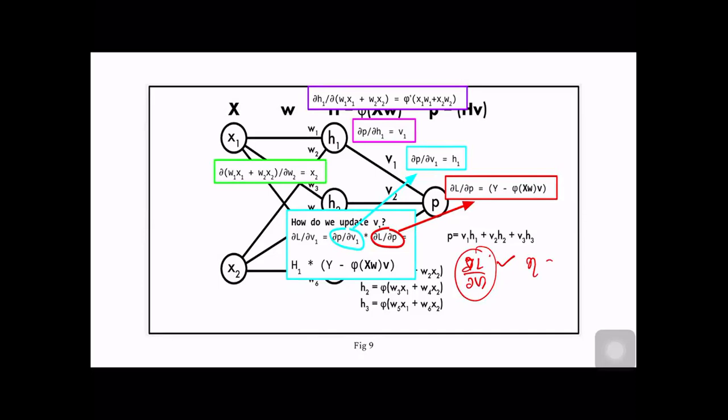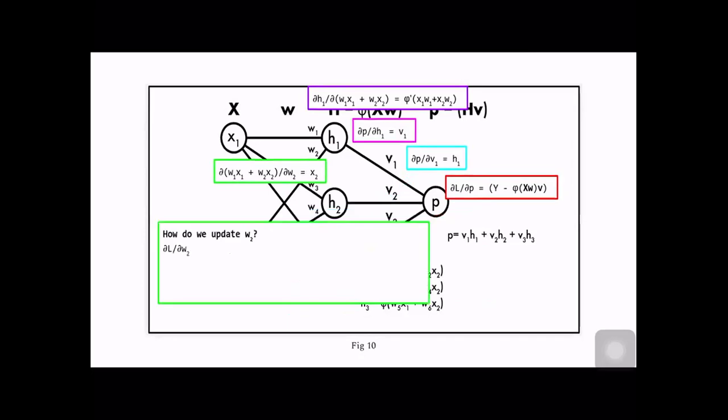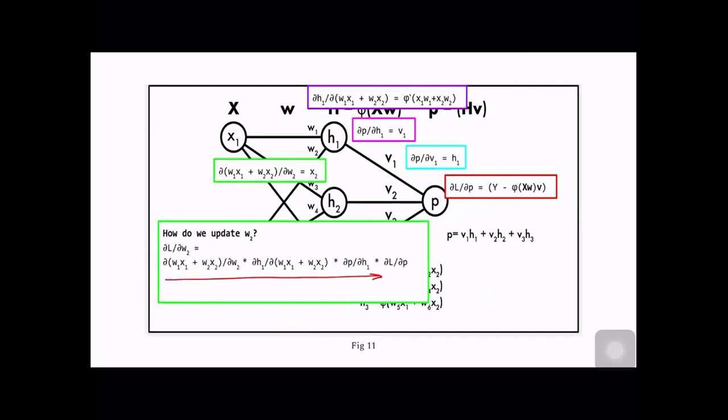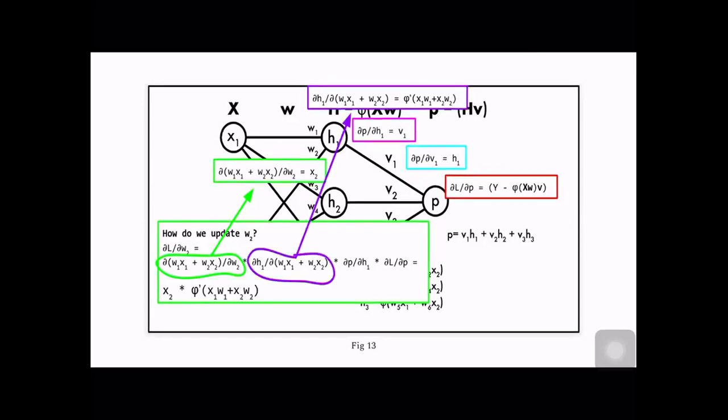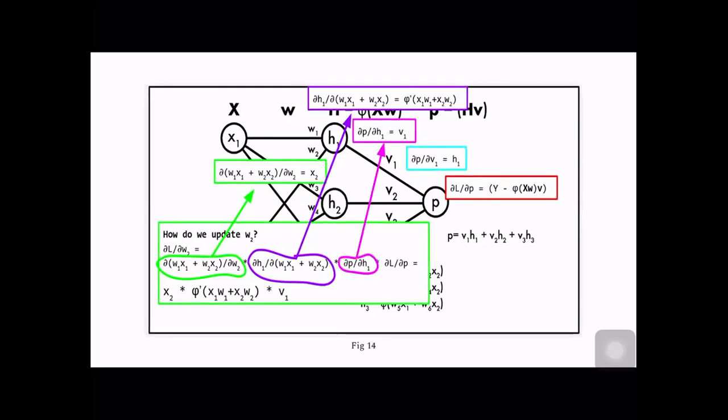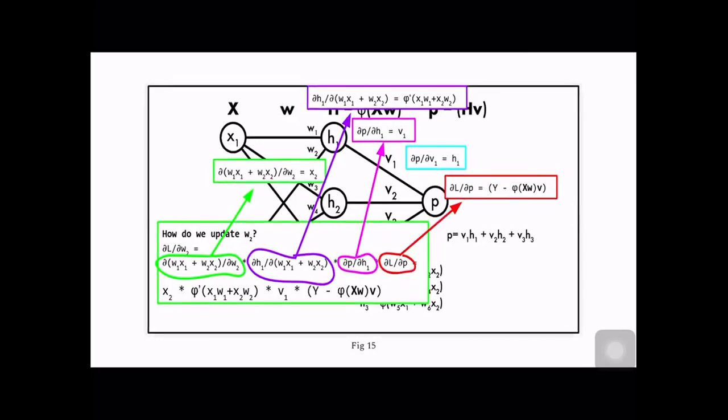Let's do another example where we are moving a little bit towards the inputs. It's obvious that as we move towards the inputs, our chain rule equations just keep getting longer. Del L by del W2, in case we want to update W2, can be expressed as this equation. All these terms we can derive easily. This one is given by just X2, which is pretty intuitive. The next thing is del H1 by del W2, where H1 is phi of W1 X1 plus W2 X2. Note that we use an activation function, so let's just keep it as phi prime for now. And del P by del H1 again is given by V1, which we calculated last time as well. All we do is take a product of these terms, and now we have the gradient of the loss with respect to W2.